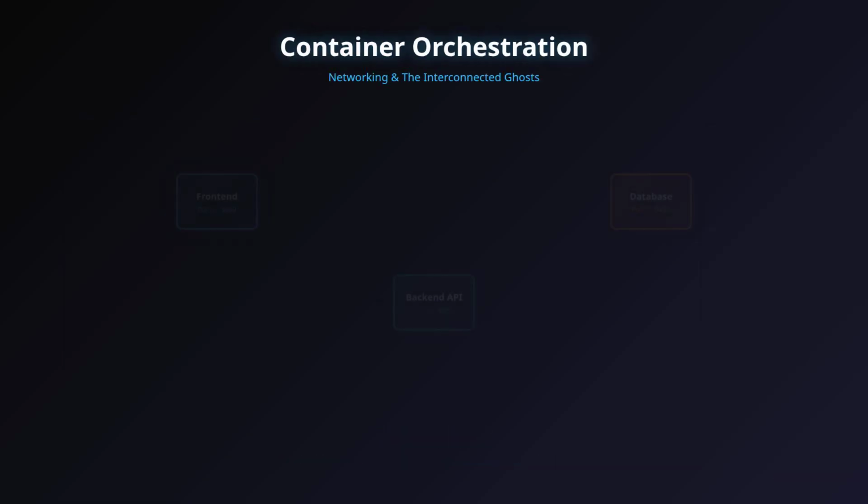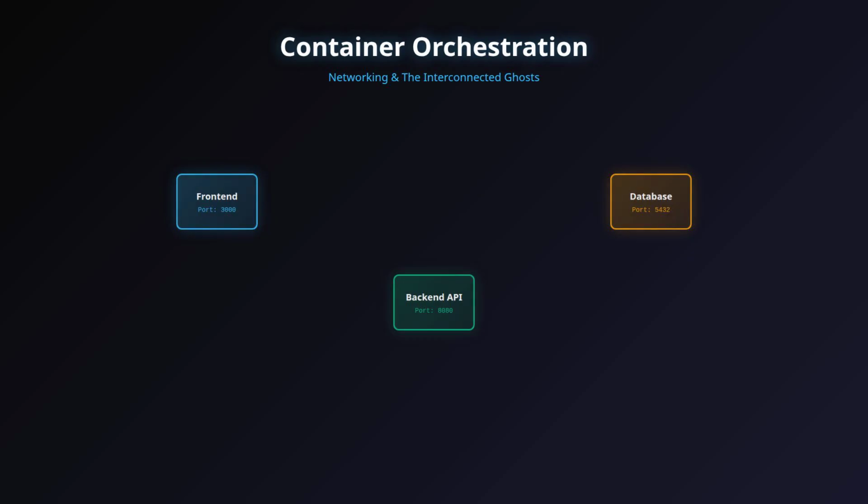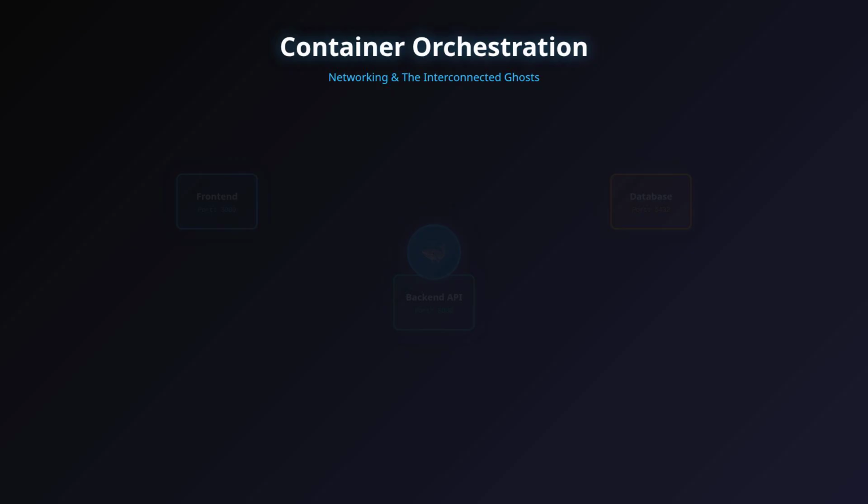By default, Docker containers are isolated. They can't talk to each other, they can't access the outside world. They're like islands, completely separate. But Docker Engine creates a virtual network bridge. Containers can now communicate through this bridge, but they're still isolated from your host machine and the internet.